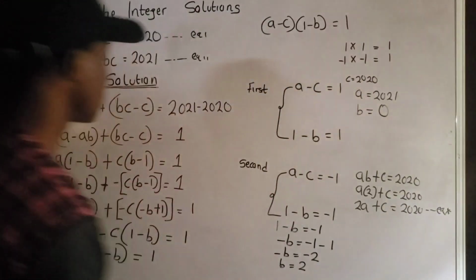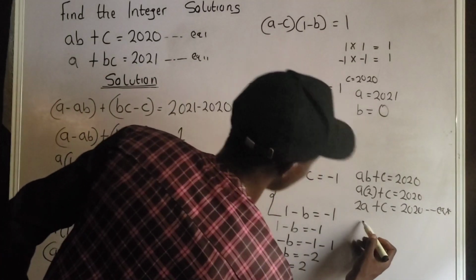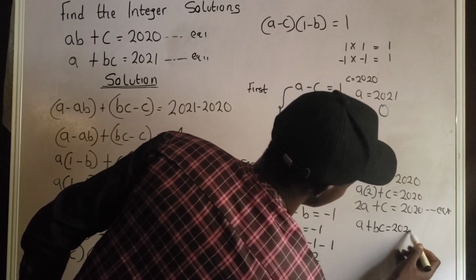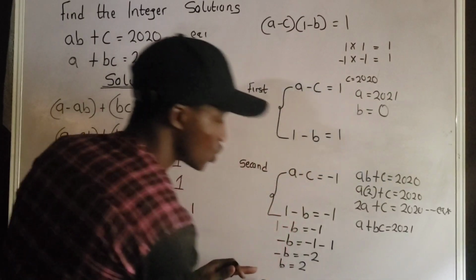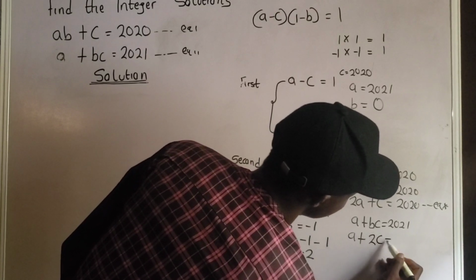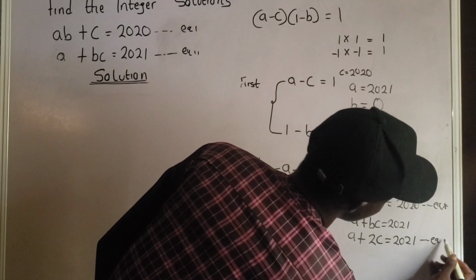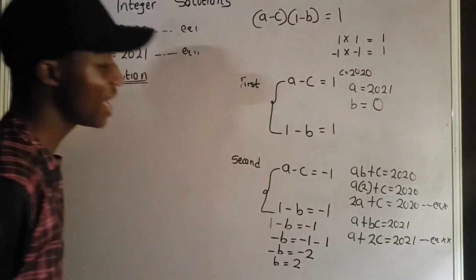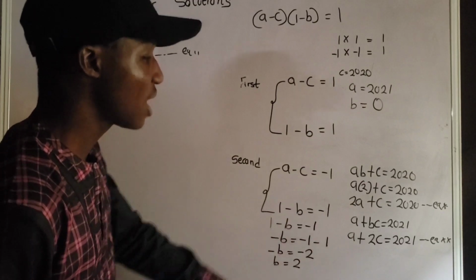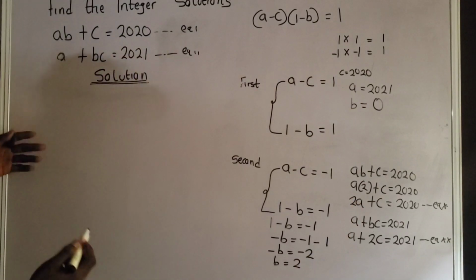Okay, now substitute the value of b into equation 2. Don't forget that equation 2 is this. a plus bc is equal to 2021. When b is equal to 2, a plus 2c is equal to 2021. So let me call this equation double star. Okay, you have seen that this is a simultaneous equation. Now let us combine equation star and equation double star and solve simultaneously.